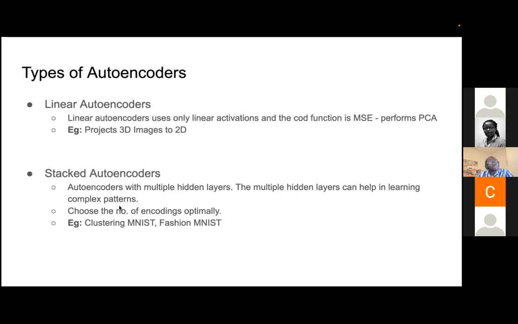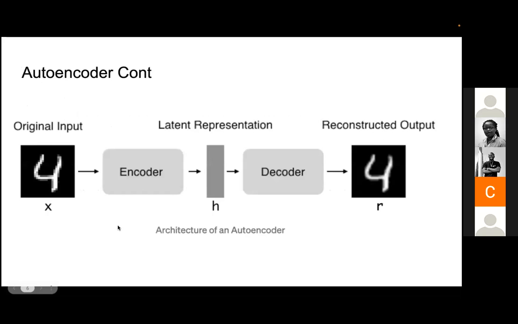And one thing is the number of encodings will not be something fixed in nature. It can be anything, usually a value of two power, like 16, 32 or 64, but it has to be chosen as a parameter. The examples of stacked autoencoders are like MNIST, reconstruction of MNIST. This example actually is a stacked autoencoder.